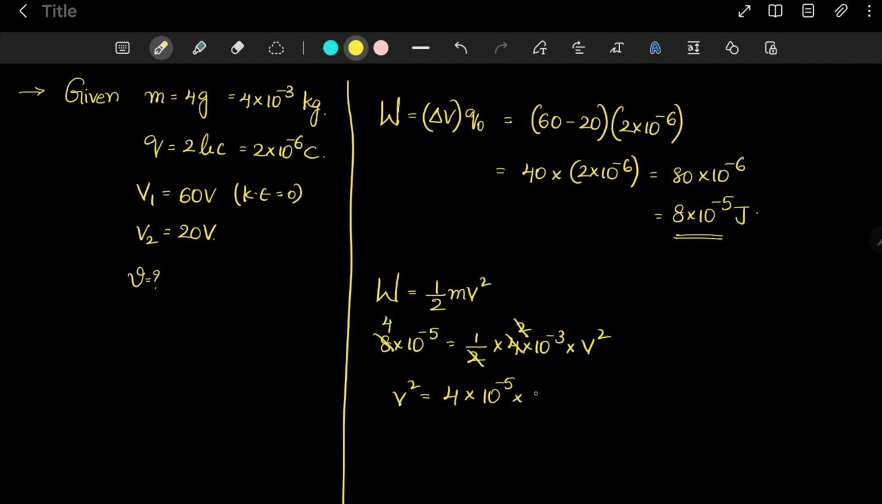10 power minus 3, if it goes there, it will become 10 power plus 3, which is 4 into 10 power minus 2. So v is equal to how much? 2 into 10 power minus 1, which is 0.2 meter per second. That is the velocity of the charge on moving from 60 volt to 20 volt. Once again, what we have done: work done is equal to potential difference into Q naught. That work done we equate to change in its kinetic energy by assuming that the initial one is 0. Is that okay? So that is what this particular question is.